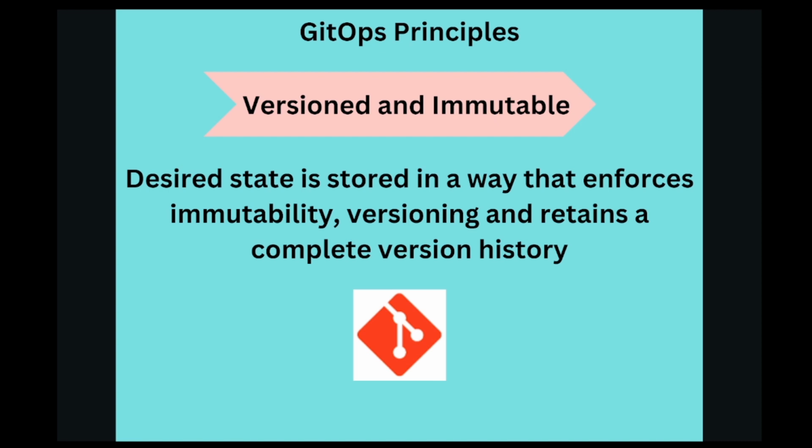So, some of the examples are like GitHub or GitLab or Bitbucket. You're not only storing the code but also versioning it. So, in such a way that whatever changes are done, you will keep track of it. You will have a history that okay, these are the changes that were implemented by so and so person. These were the changes that were implemented at this time. So that is why all your desired state must be versioned and immutable is one of the GitOps principles.